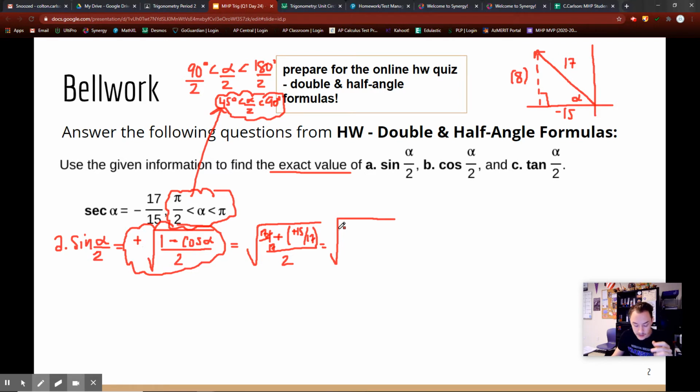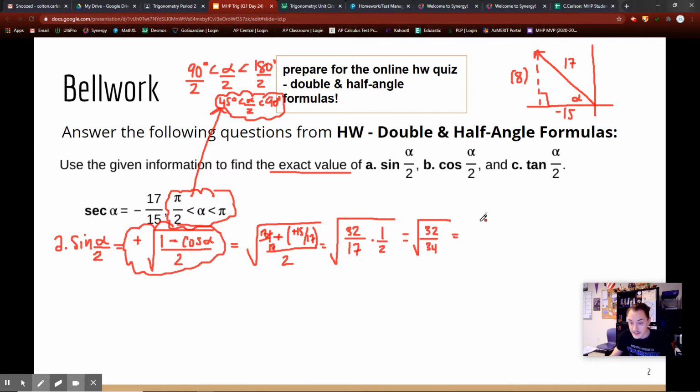So 17 plus 15 is going to be 32. So this is 32 all over 17. And then I'm going to multiply by 1/2 here. I'm going to kind of do that step all in one. So now what I have is 32 all over 34.